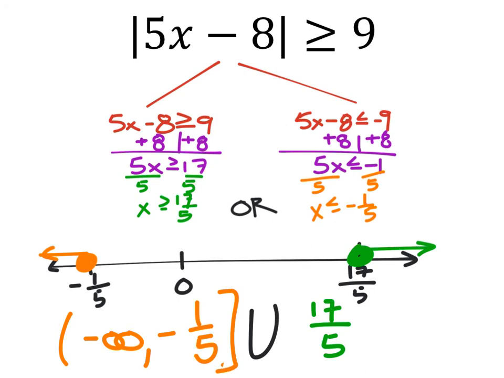It would be a regular parenthesis if it was an open circle. So the 17/5 as well, it's included, so a square bracket there, and that green line is going to go all the way to infinity. And that is our interval notation.